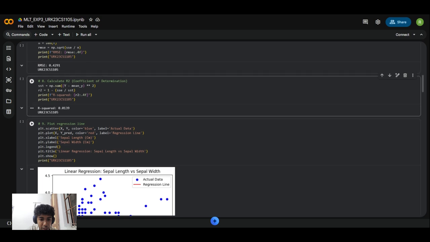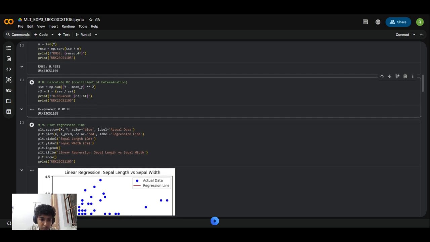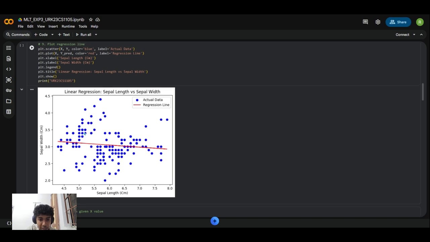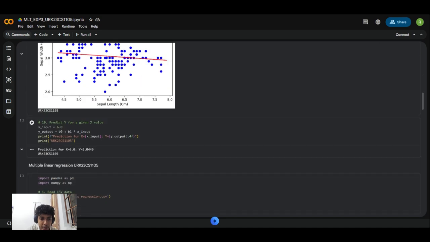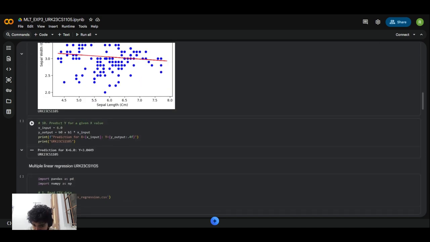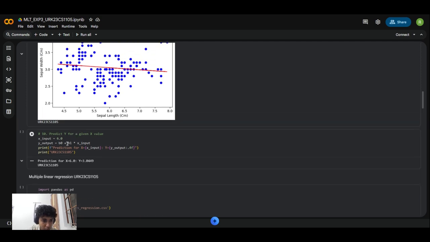Coming to question 9, that is the regression plot, or regression line, we can call it, and the output is given. It shows how well the regression line fits the data. It is a scatter plot with the regression line. And the 10th question, prediction: x is 6 and y is 3, meaning if length is 6, then the width is 3.0449.